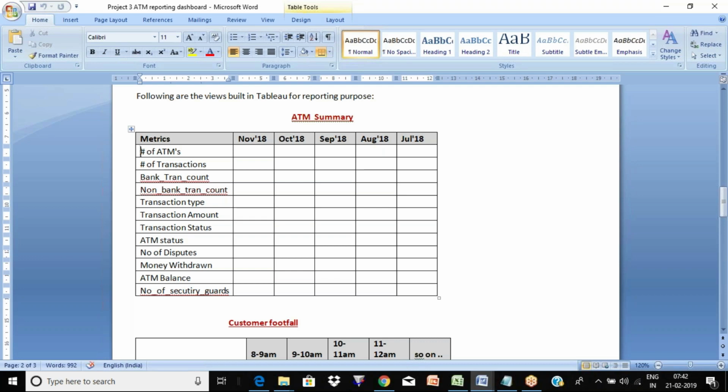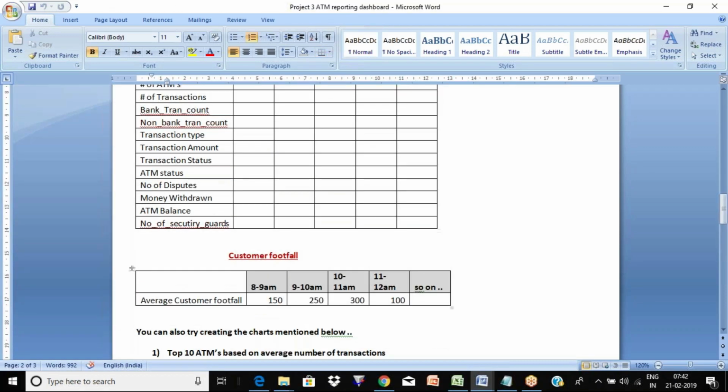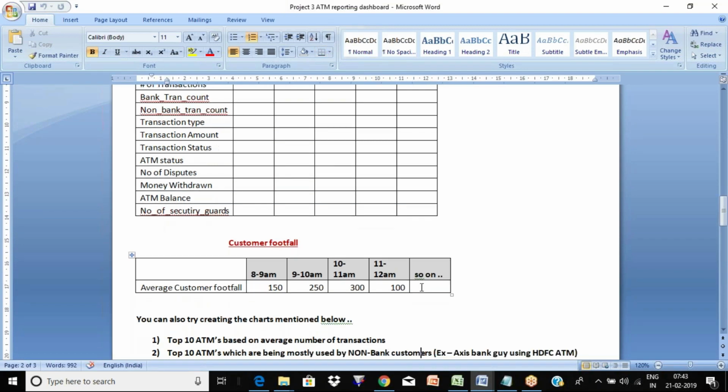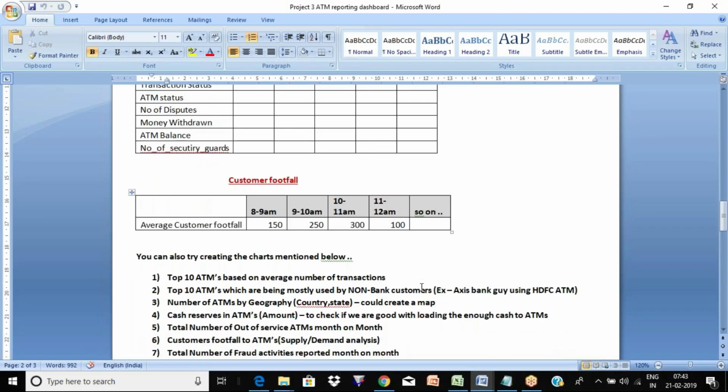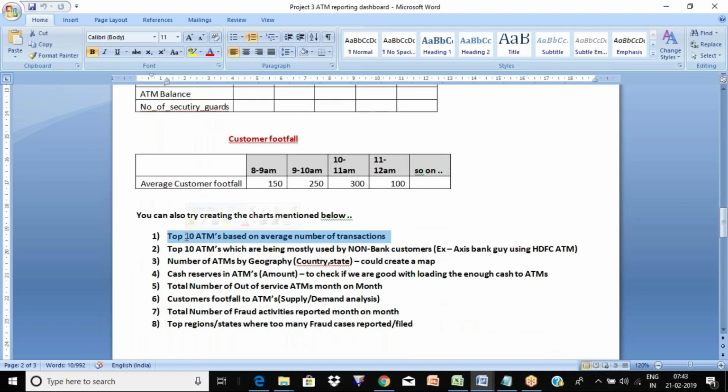in the interview they might ask, okay, what are the different types of reports you have created in Tableau? So you can say, okay, this is the table which we have created where we are showing all the different metrics. And the second one could be the average customer footfall in each of these timings, right? We can also create some other charts, like the management might be interested in the top 10 ATMs based on average number of transactions. Top 10 ATMs which are being used mostly by non-bank customers.